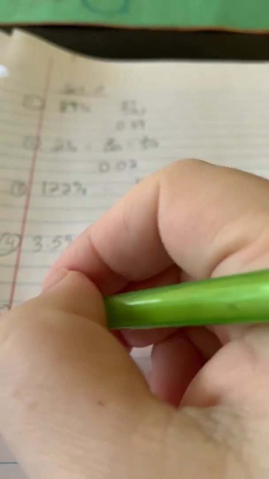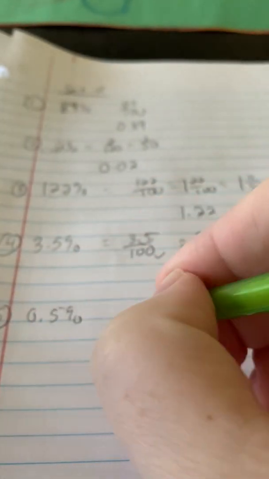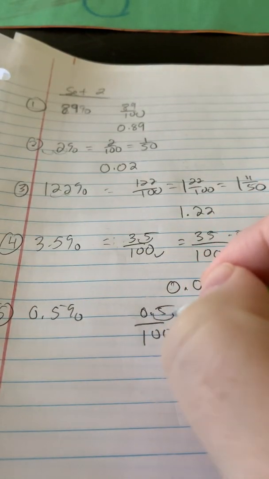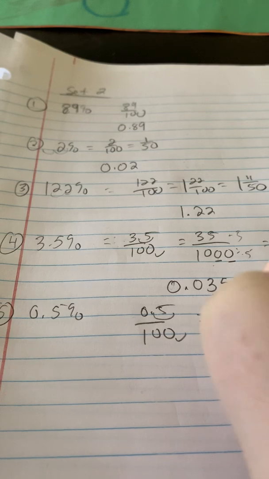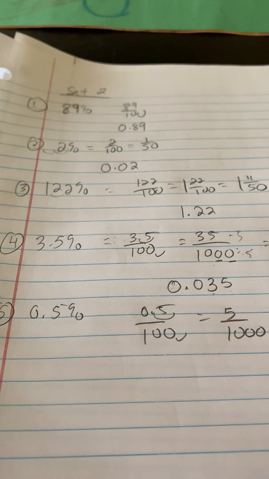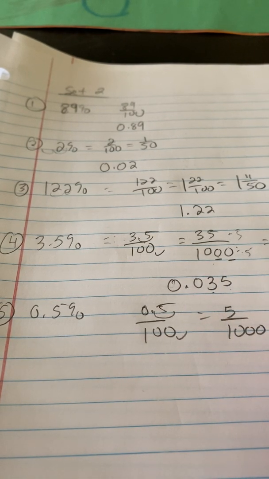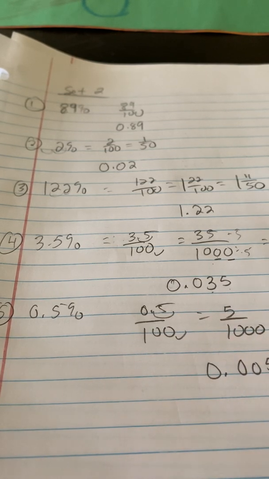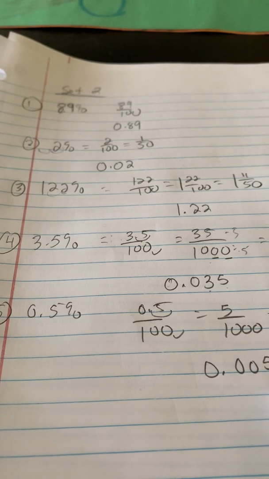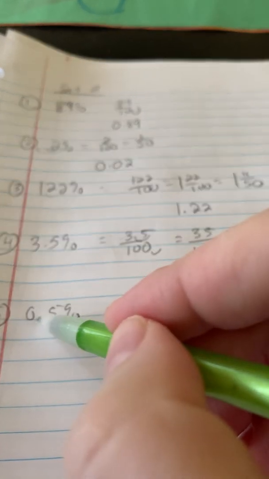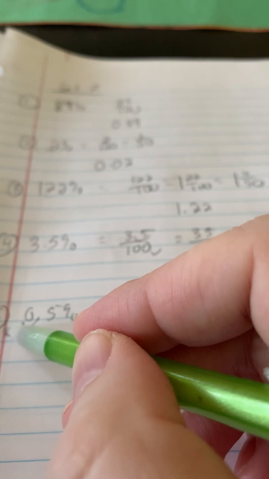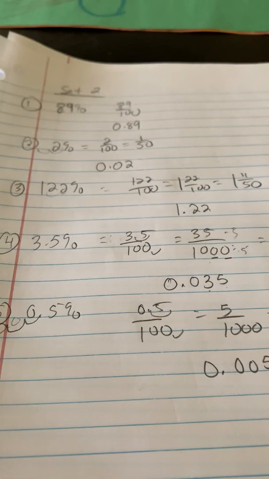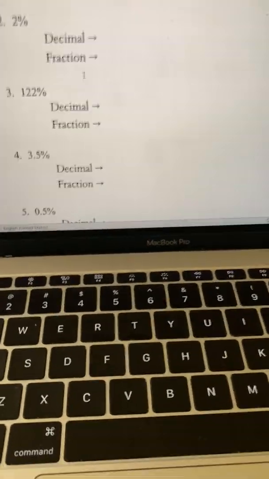And number 5, 0.5%. We have 0.5 over 100. Still can't have that decimal, so I move it once, which gives me 5 over 1,000. Divide both by 5, I get 1 over 200. 5 thousandths is 0.005, because the 5 has to be in the thousandths place. I also could have just moved the decimal once, twice to get 0.005.